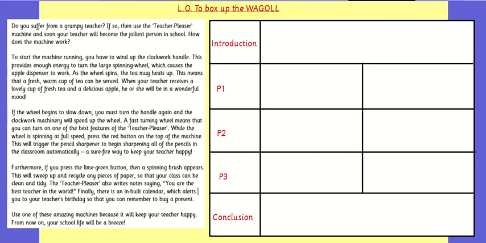Now, today we are looking at boxing up the Waggle. So we are going to split our example text, our model text, up into different boxes. And we do this because it helps us plan a piece of writing when we want to write our own. So, first of all, we are going to look at the introduction.